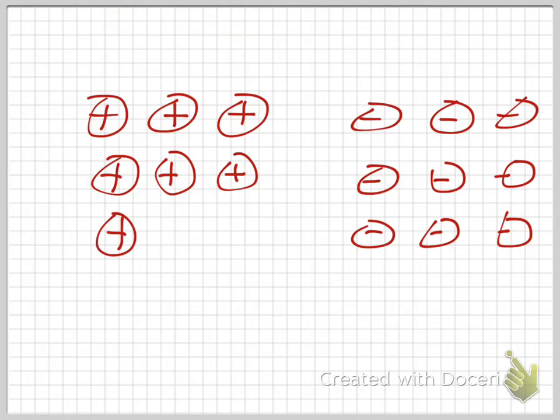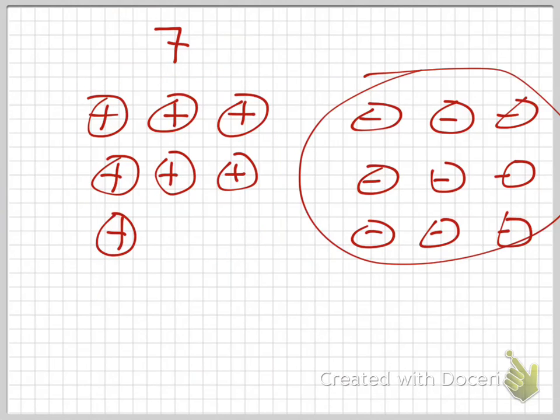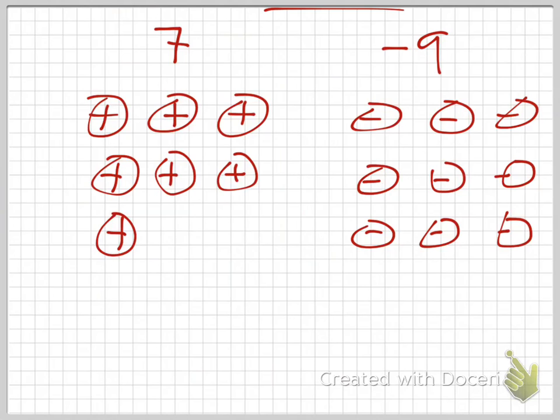I had it right the first time. What do I have here? 7, right? A positive 7 or just 7. What do I have here? There's the question. 7 minus 9. What's it end up being?